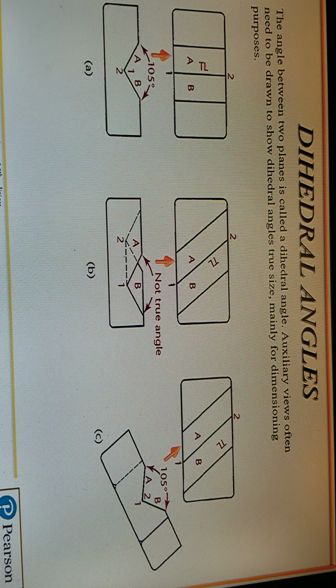The angle we're talking about is the dihedral angle. The angle between two planes is called a dihedral angle. Auxiliary views often need to be drawn to show dihedral angles' true size, mainly for dimensioning purposes.